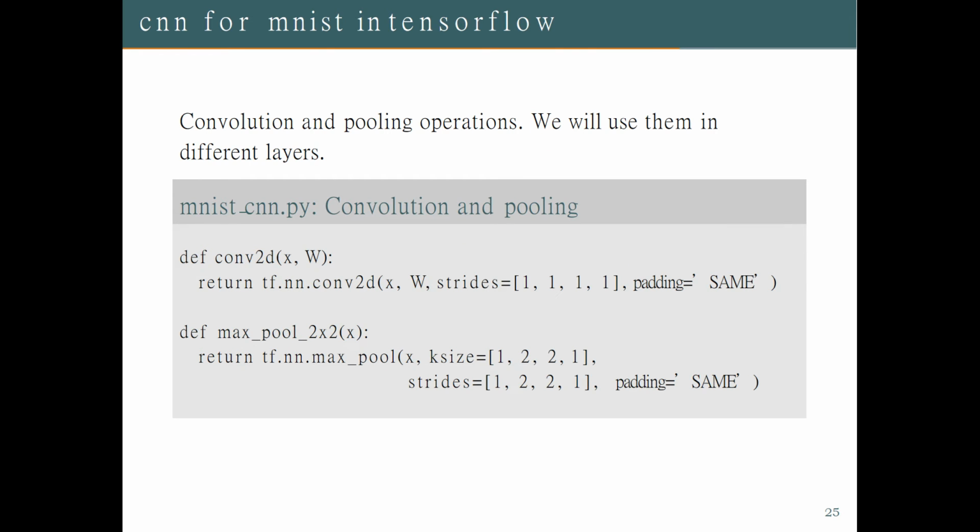Convolution and pooling operations, we will use them in different layers. Convolution is a function which returns tf.nn.conv2d. It is a TensorFlow API in which we are convolving with the vector 1, 1, 1, 1. Similarly, for max pool, we will define a max_pool_2x2, which is tf.nn.max_pool, and it is convolving again with vectors like 1, 2, 2, 1.